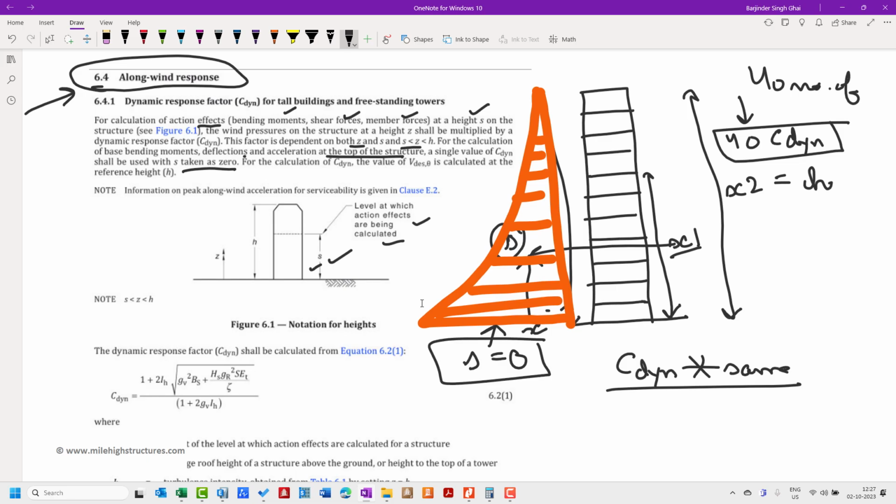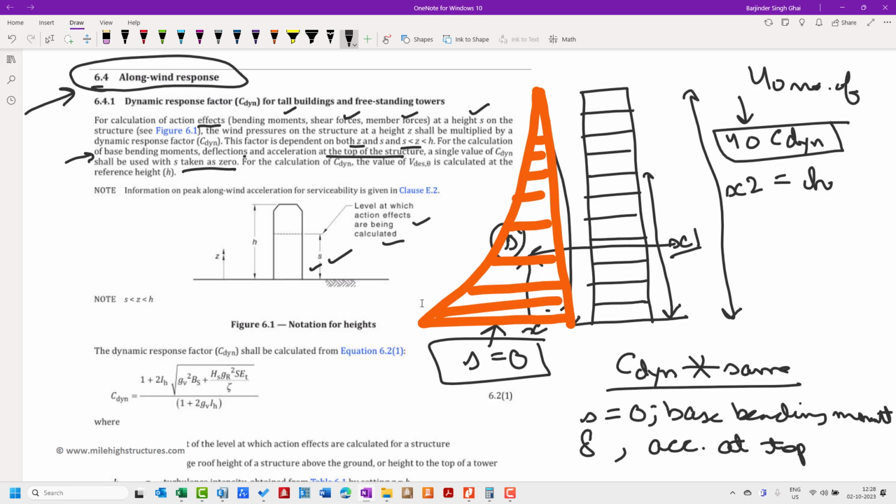So by taking S equal to 0, we shall have the calculation of the base bending moment, deflection at the top, and acceleration at the top of the structure. I'm repeating here, by considering S equal to 0, we shall be getting the base bending moment, or the bending moment at the foundation level, and we shall be getting the deflection and acceleration at the top of the structure. So that is an important concept that you need to understand before we proceed further.